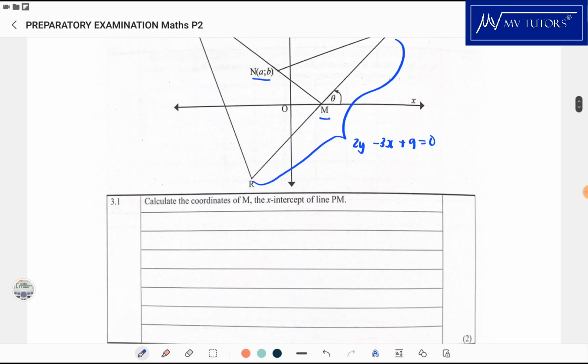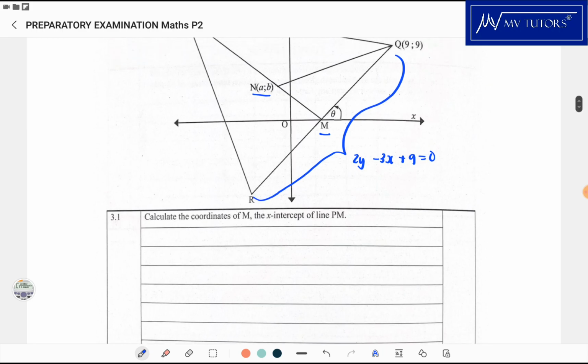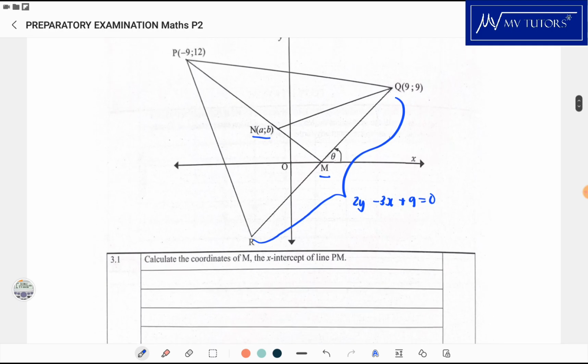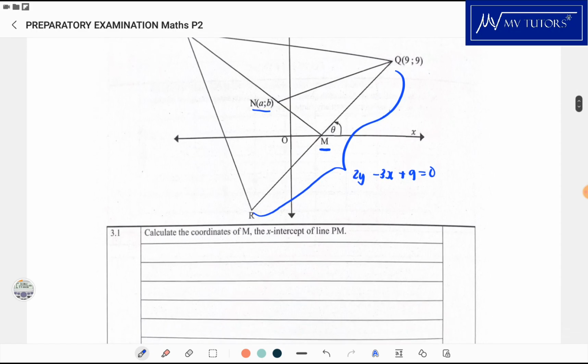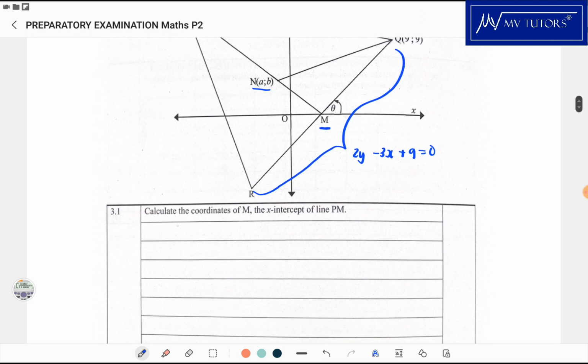Anyway, 3.1 says, calculate the coordinates of M, the x-intercept of line PM. We can see that M also lies on QR. So we can get the equation of QR and then from there get the x-intercept. QR's equation is 2y minus 3x plus 9. I'm just going to write it in terms of y. So 2y is equal to positive 3x, if we take the negative 3x to the other side, and negative 9. And then y is equal to 3 over 2x minus 9 over 2.